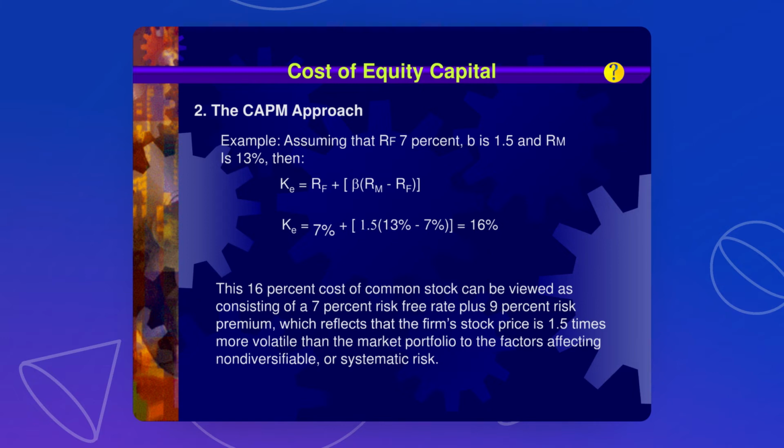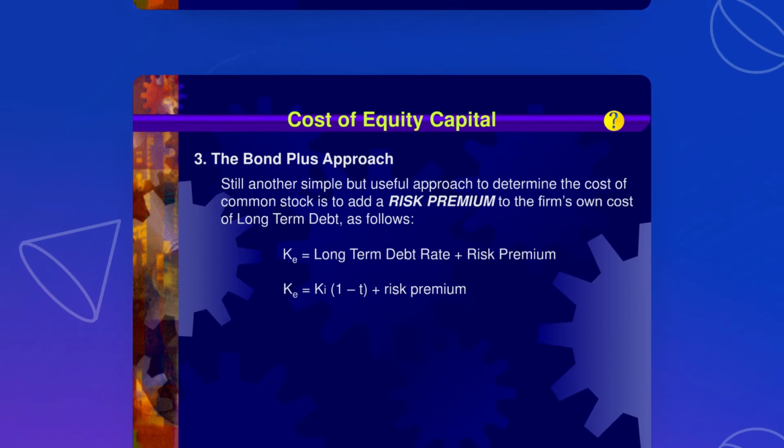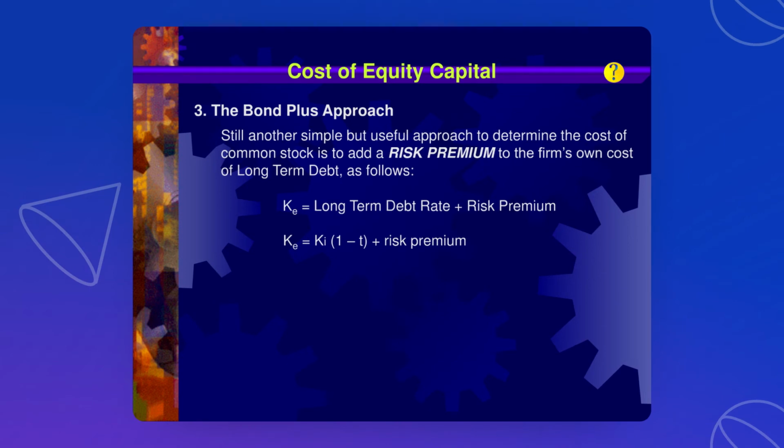it is attributable basically to your non-diversifiable or systematic risk. Now, class, when we are in our cost of equity, I will discuss this one. The number 3 approach in the cost of equity capital is the bond plus approach.